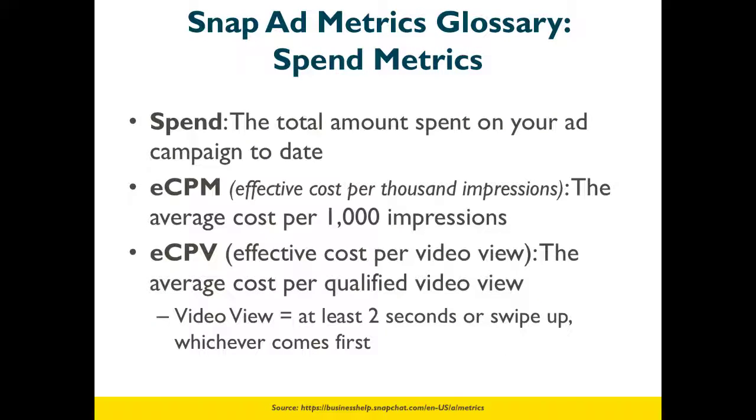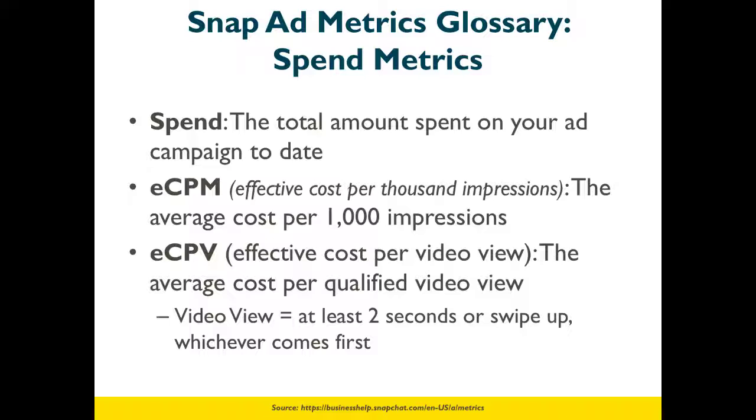The spend is the total amount of money that you spent on your ad campaign to date. The eCPM is the effective cost per 1,000 impressions. So this is the average cost for every 1,000 impressions you get. And again, you're paying on a cost per click basis or cost per action basis. So not every one of those 1,000 people will actually engage with your ad. So the cost in the effective cost per 1,000 is the cost for the people that did engage with your ad, and then it's based on the number of people who actually were served your ad.